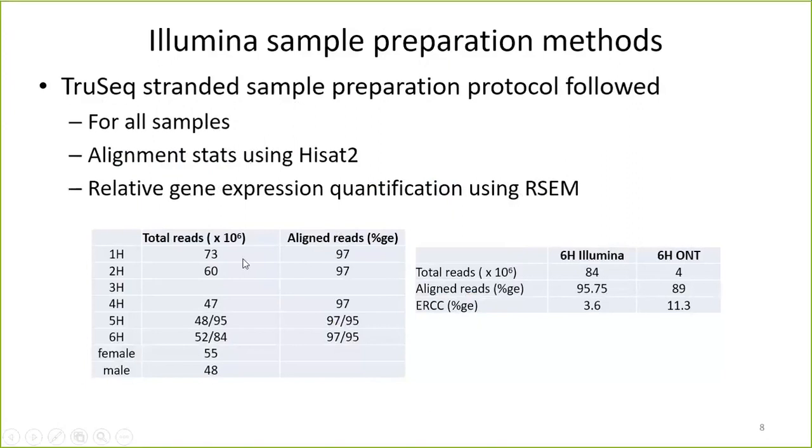And just to give you, I have some data points that I'm missing here, but basically we had about 50 million reads on average that we got, and about 95% of them could be aligned to the genome, except for these 5-hour and 6-hour time points, which we sequenced twice. We performed some deep sequencing where we had about 95 million reads. And in this graph on the right here, I just give a very small comparison of one of the time points, the 6-hour time point, where we had 84 million reads compared to 4 million reads from nanopore. We had alignment rates of 95% compared to 89%, and we had ERCC percentages of 3.6 and 11.3. ERCC percentage is not very important.